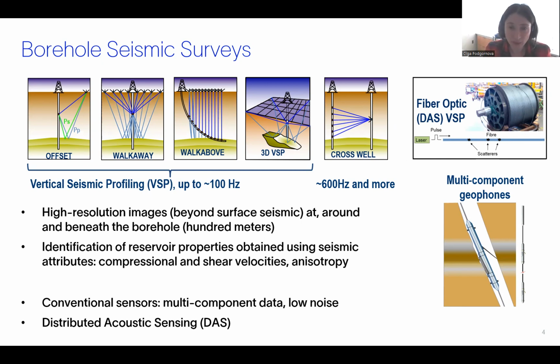When we talk about seismic, people typically think about surface seismic. In surface seismic, we have all sources and receivers on the surface. When we talk about borehole seismic, we have receivers under the ground, in a borehole. Sources can be either on the surface, and such acquisitions are called VSP, or vertical seismic profiling, or the sources can be in a nearby well, and such acquisitions are called cross-well seismic.